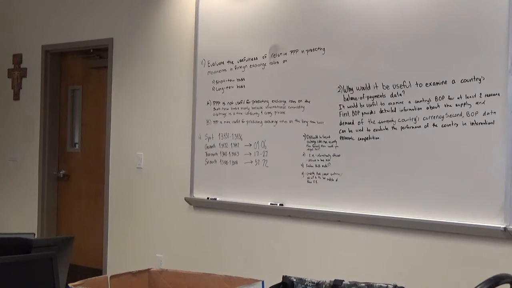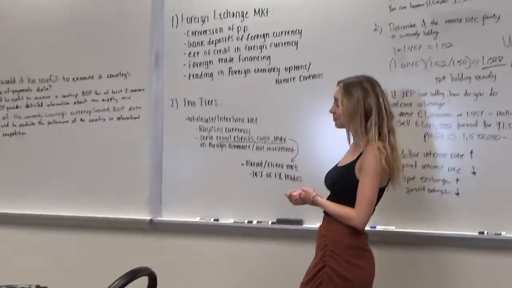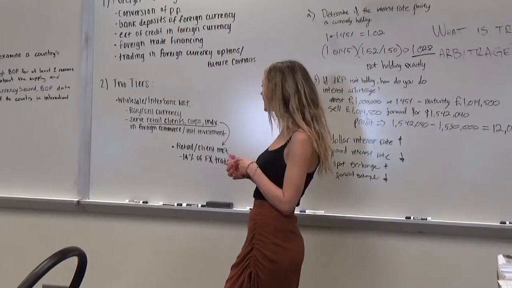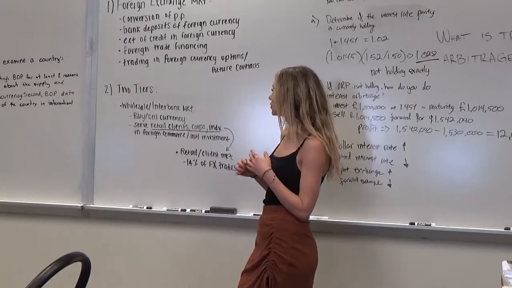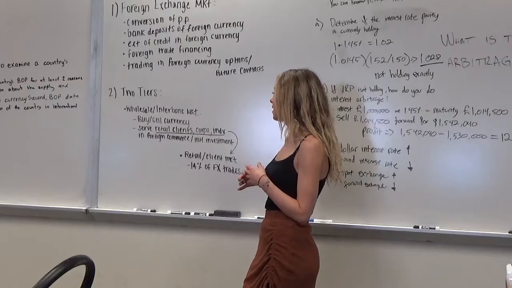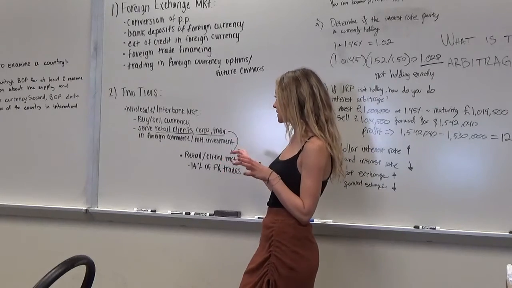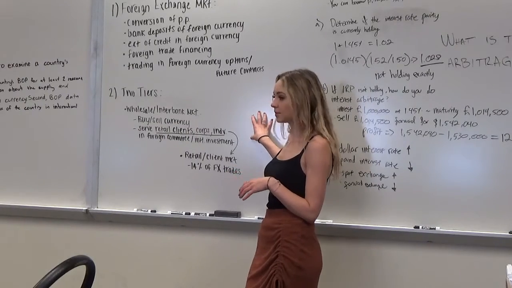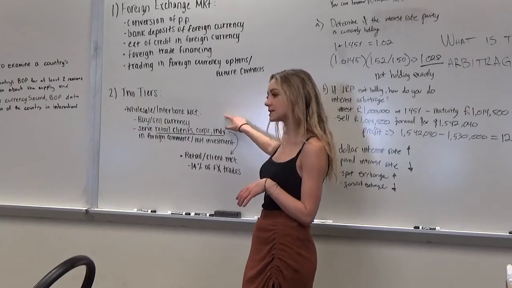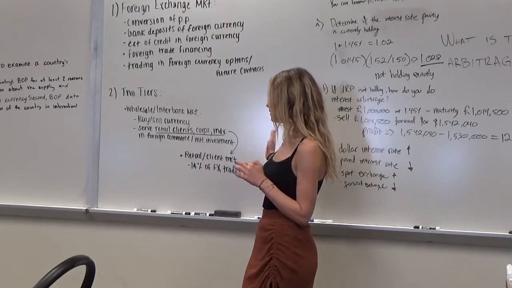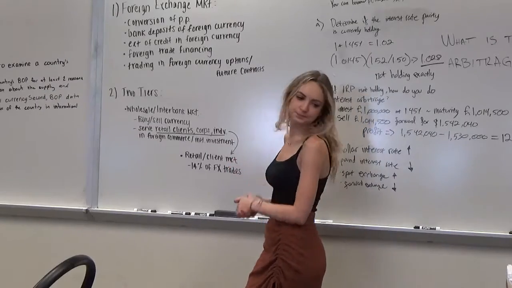Alright, so the foreign exchange market is basically comprised of converting purchasing power, bank deposits of foreign currency, extension of credit in foreign currency, foreign trade financing, as well as trading in foreign currency options or future contracts. So there's basically two tiers. There's the wholesale and interbank market, as well as the retail and client market. And essentially the wholesale and interbank market services the client market by buying and selling currency, as well as just serving retail clients, corporations, and individuals in foreign commerce and international investment.